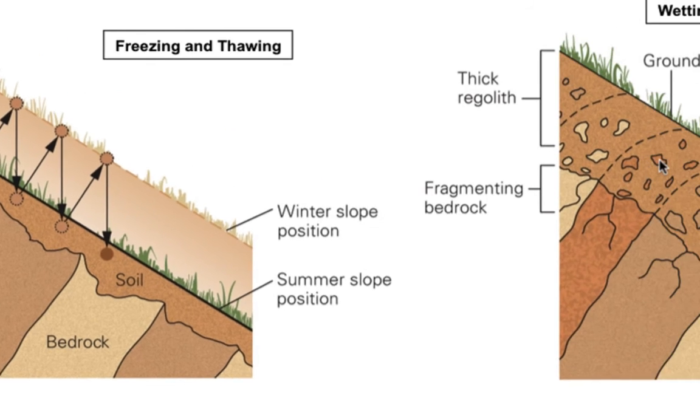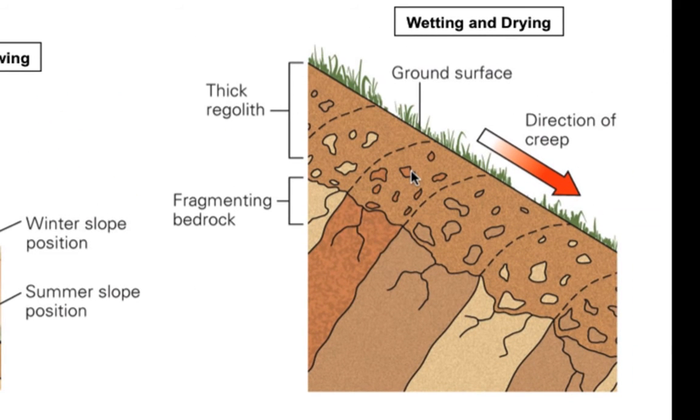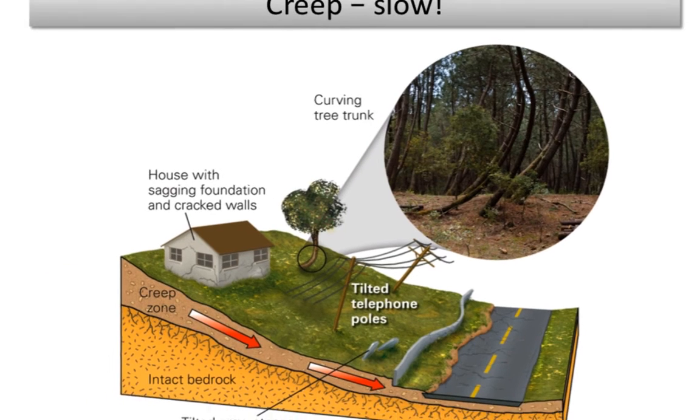In wetter climates where we're having wetting and drying, during the wet season the pore spaces may expand. You may lose a little bit of cohesion between the grains, and the surface regolith may creep slowly downhill. But then when it dries, the cohesion will increase because the water in the pore spaces decreases, right? But again, creep is the slowest of these features of downslope mass movement.